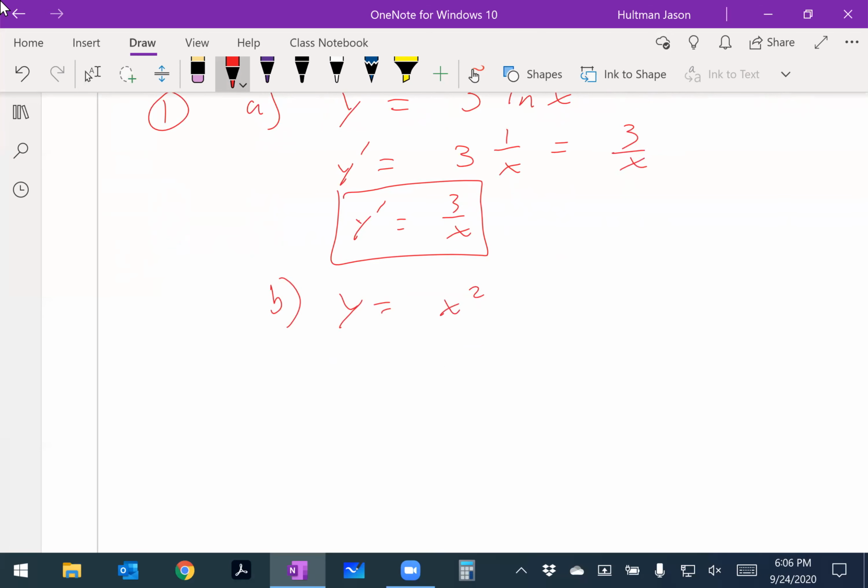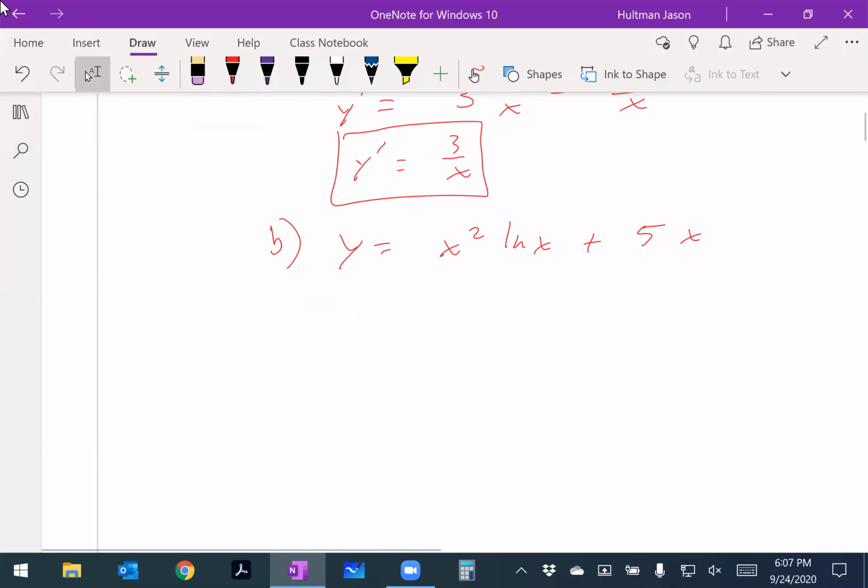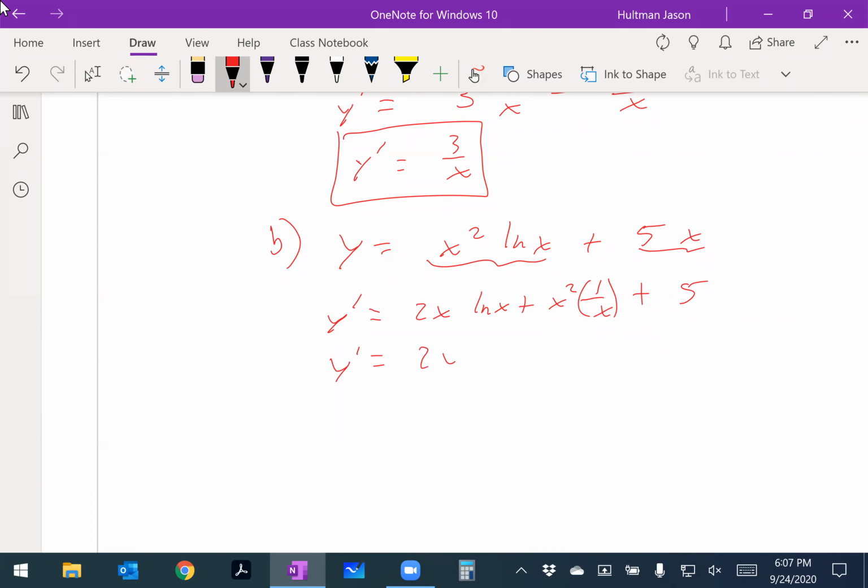Okay, b. y equals x squared natural log x plus 5x. Okay, so we want to find the derivative here. This first part is going to be a product rule. So y prime, derivative of the first times the second plus the first times the derivative of the second. Derivative of the second is 1 over x. Plus the derivative of 5x is just 5. This should be ln x. So y prime is equal to 2x ln x plus x squared divided by x is just x plus 5. That's that one.